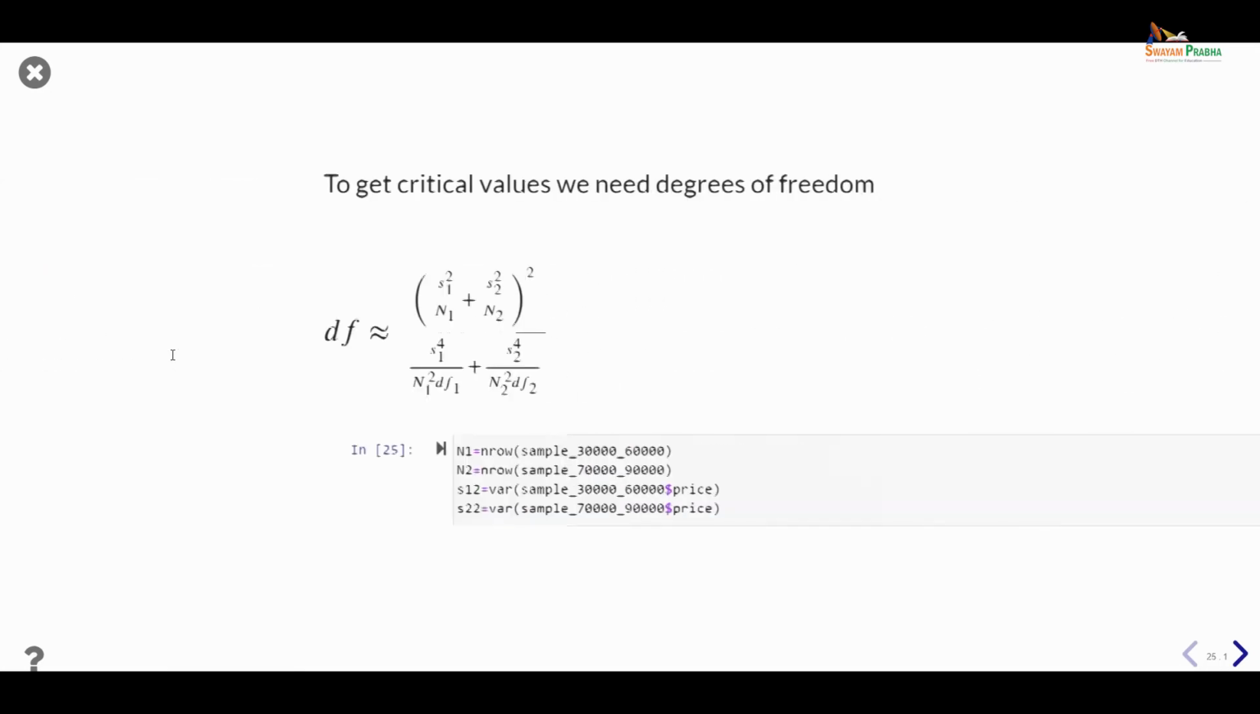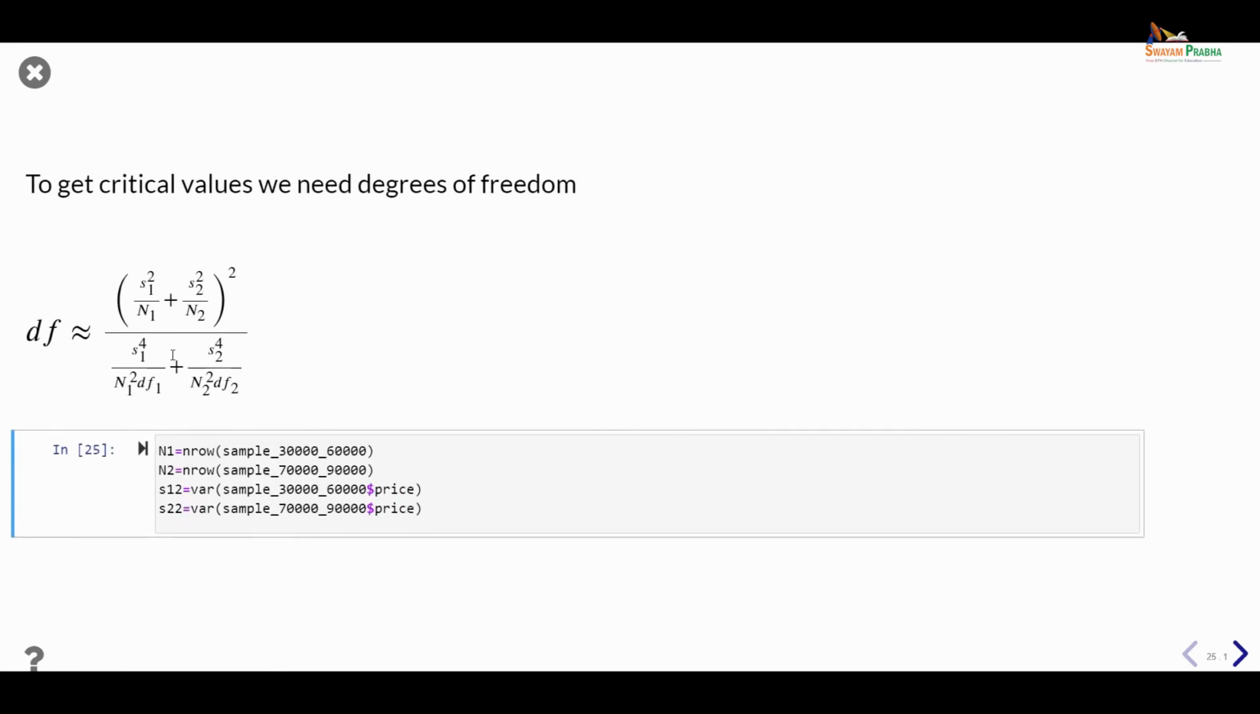But before we go further, let's understand how the critical values are obtained. So this is how the degrees of freedom is defined when you have unequal variances. Your S1 is basically the sample standard deviation of the first group. Your N1 is the corresponding number of samples, and your DF1 is the corresponding degrees of freedom for the first sample. Similarly, your S2 is the sample standard deviation of the second group, N2 is the corresponding number of samples, and DF2 is the corresponding degrees of freedom.